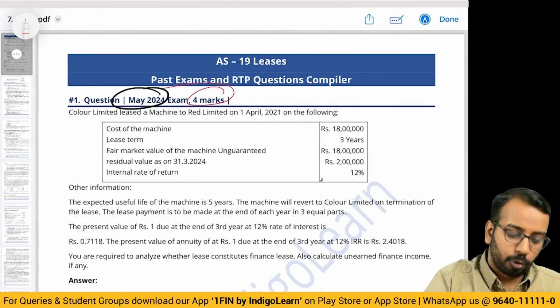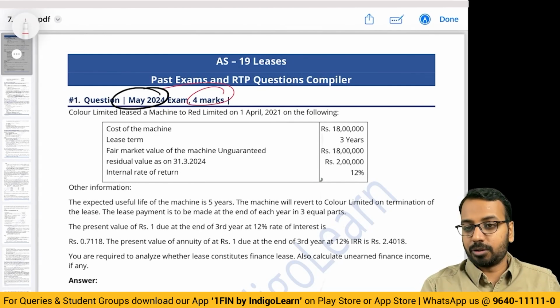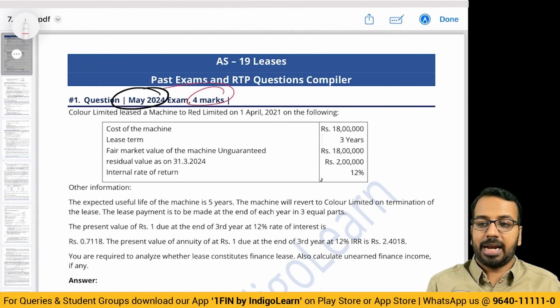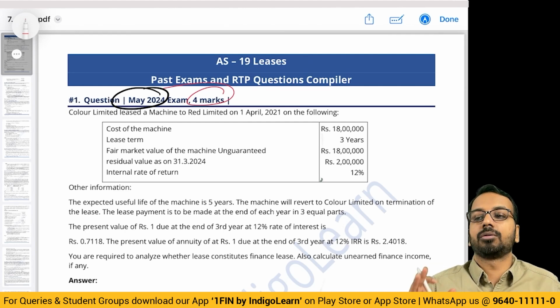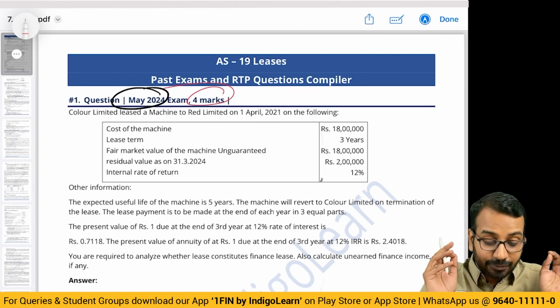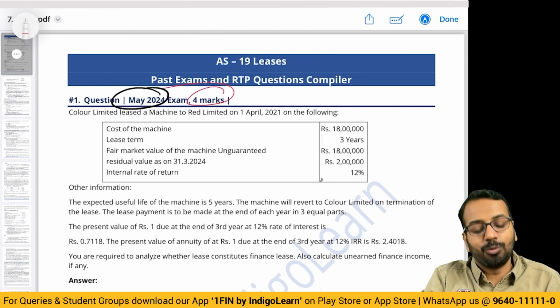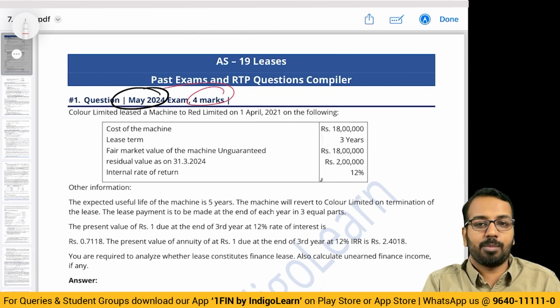May 24, 4 marks. How to score 4 out of 4? Our objective in all of these standards, whatever we have done so far, is how to score full marks. Target for full marks, I will guarantee you will easily be able to score 50 to 60 marks without any problem.